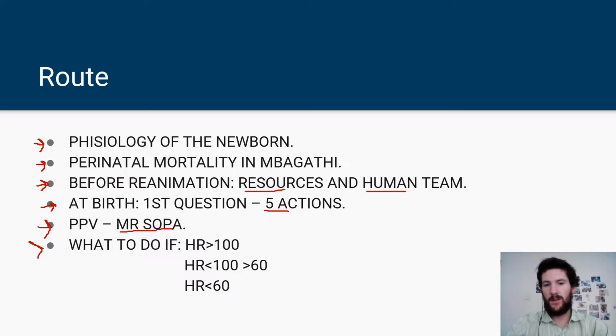The decisions during the resuscitation are taken in order of the heart rate. So we will say what to do when the heart rate is above 100, when the heart rate is between 60 and 100, and when the heart rate is below 60. All of those are the different decisions that we have to take according to the heart rate. And all of that is summarized in an algorithm that we're going to check at the end of the presentation, to make a summary of everything and have it all in our mind.